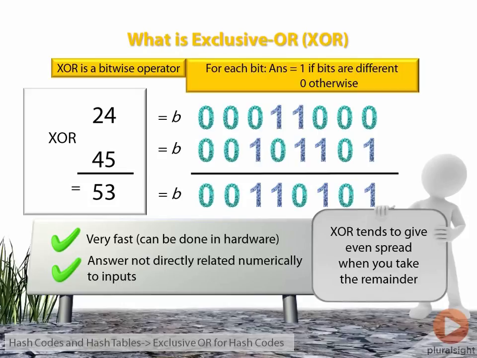I've shown you this for two numbers, but all this is still true if you're combining lots of numbers with exclusive OR. By the way, if there are lots of operands, the order in which you do the exclusive OR operations makes no difference to the final answer.